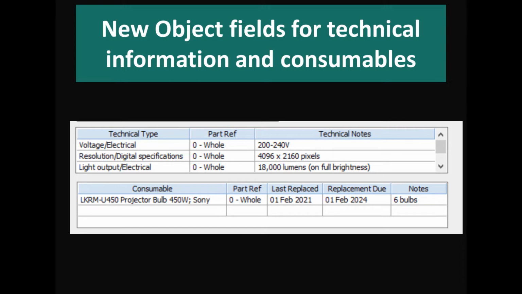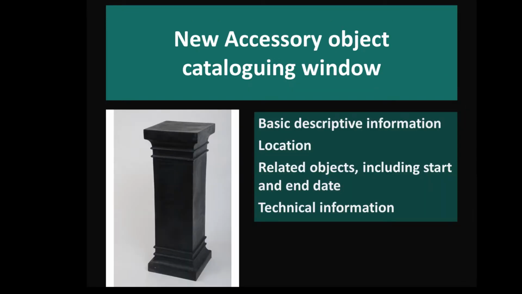So in this particular example, I've got a digital projector, and it might be necessary for me to record what's the voltage, what type of plug does it have, what type of light output does it have. And so now there's a new set of fields where you can record that in detail. All of these things tie together in one new window that's part of the object file.